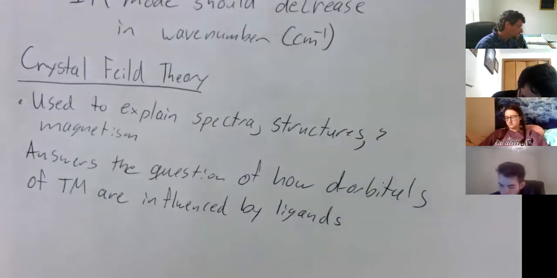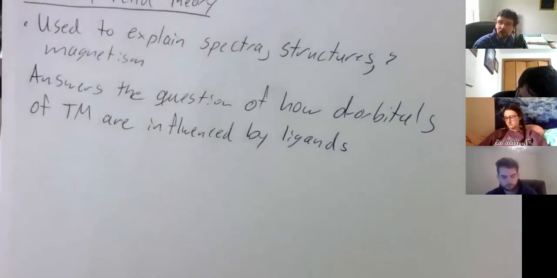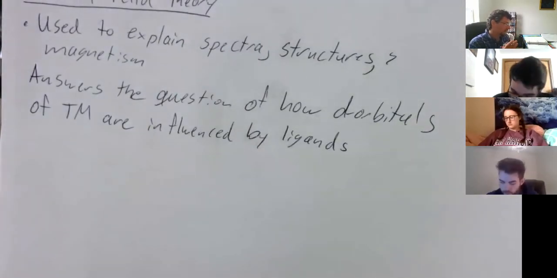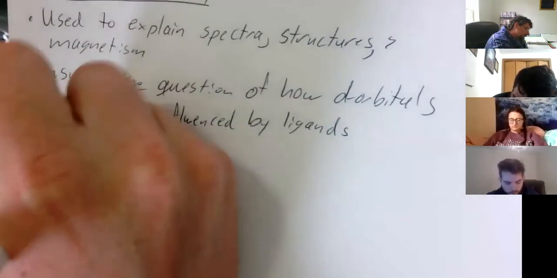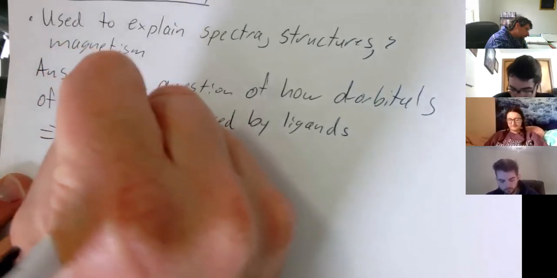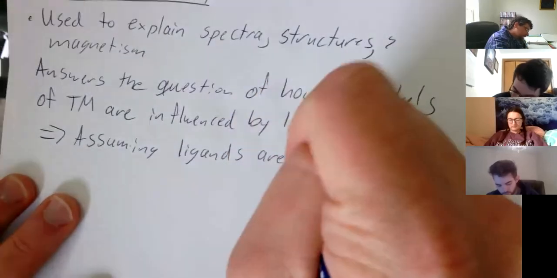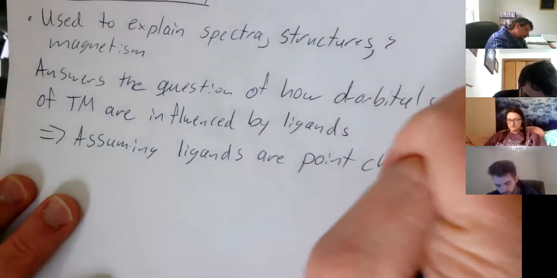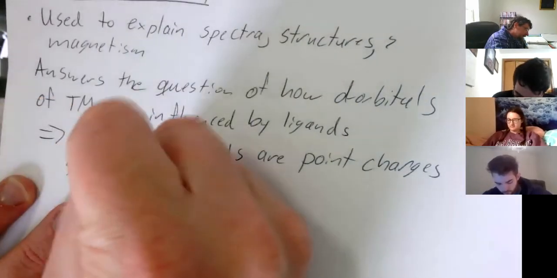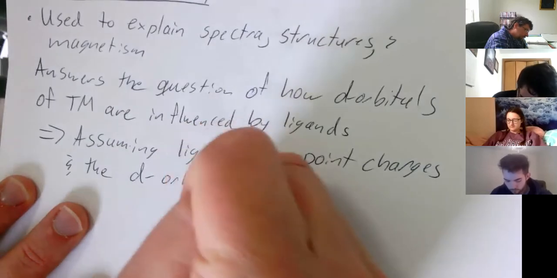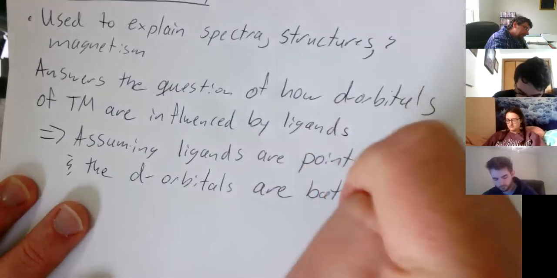Okay, the way we do this is we assume the ligands are point charges and that the metal is just bathed in a uniform electric field. So this is assuming ligands are point charges and the d orbitals are bathed in a uniform electric field.